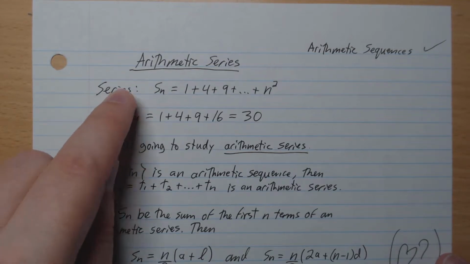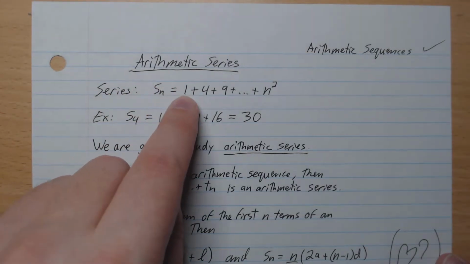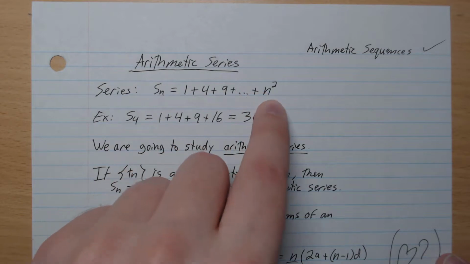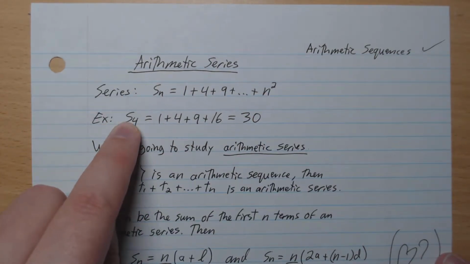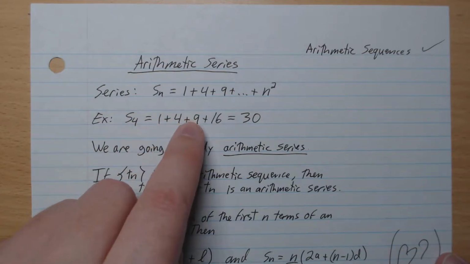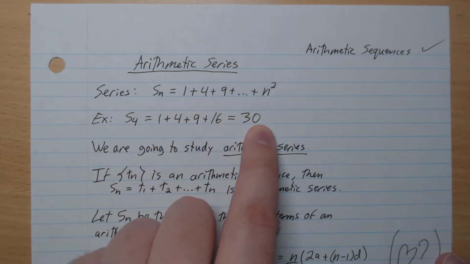So an example of a series here, we can say Sn is 1 plus 4 plus 9 all the way until n squared, like that. And so for this particular example, S4 would mean 1 plus 4 plus 9 plus 16, which gives 30.